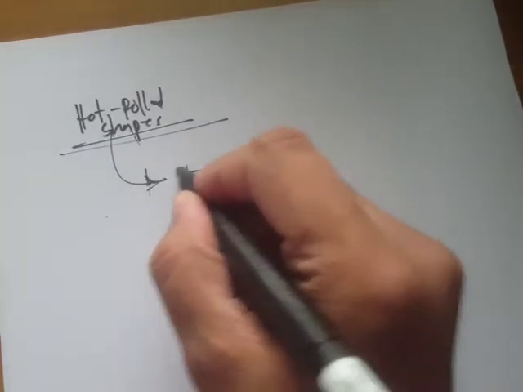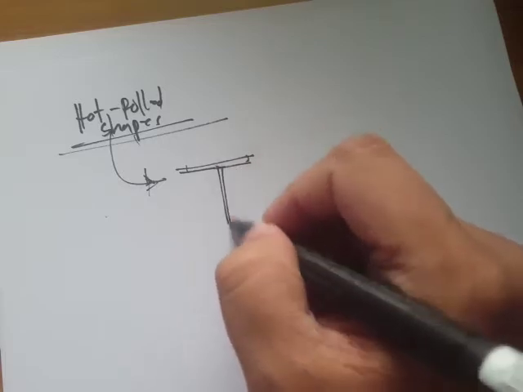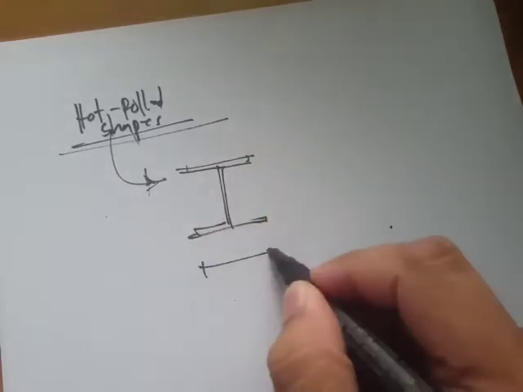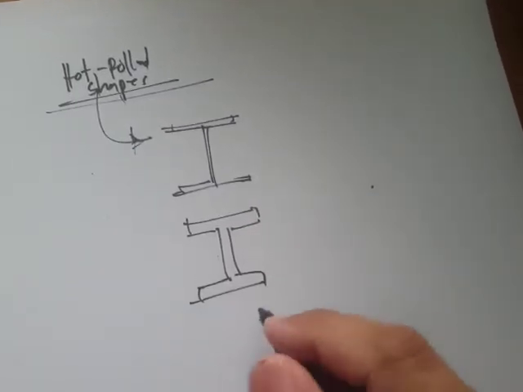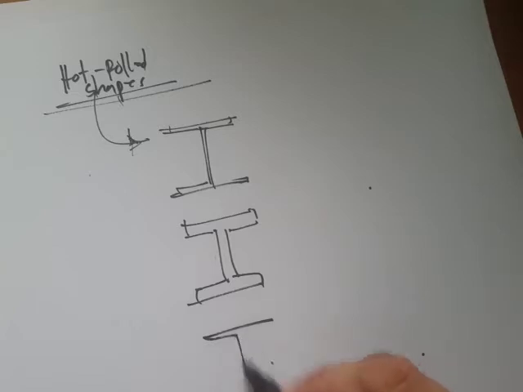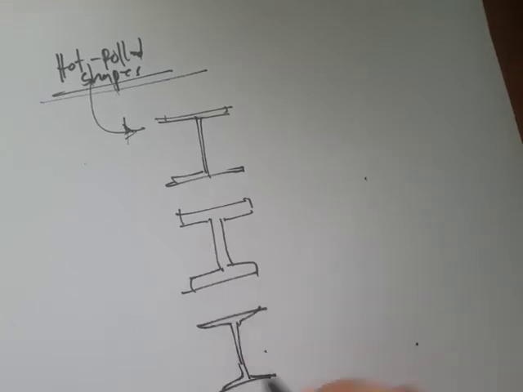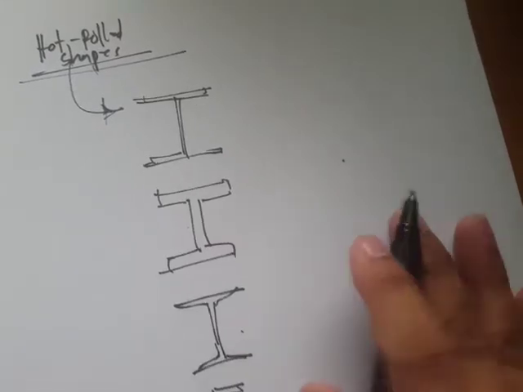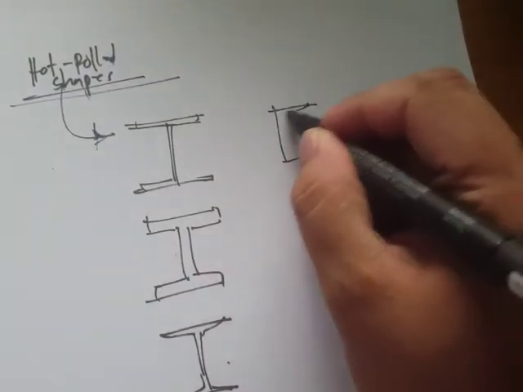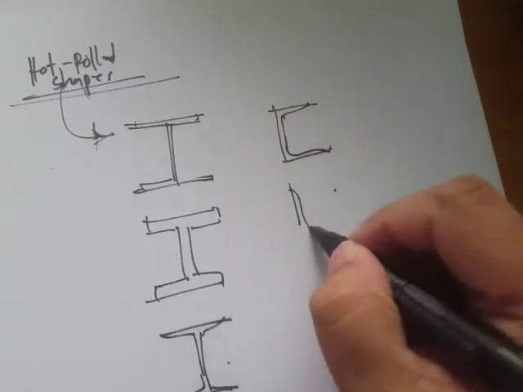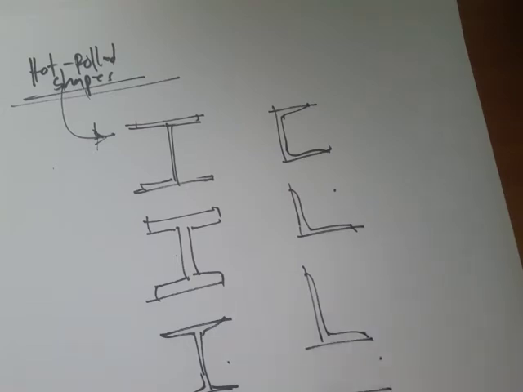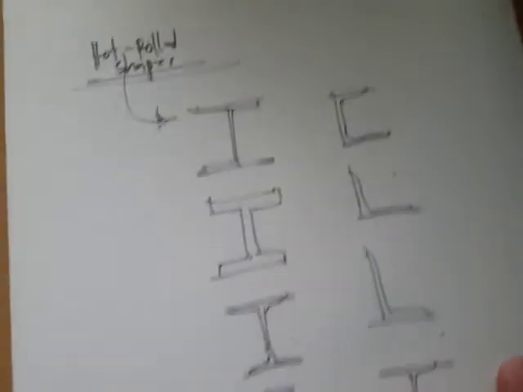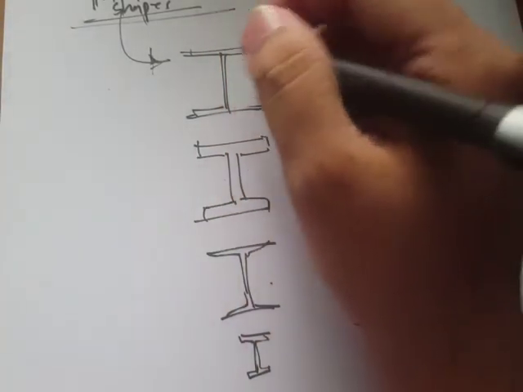Okay, so hot rolled shapes come from a steel mill or steel production plant, and it produces a lot of shapes. We have something like this, and also much thicker sections, and something like this, and smaller ones probably. What else? We also have something like C, and we also have L. Okay, so we have this shape.